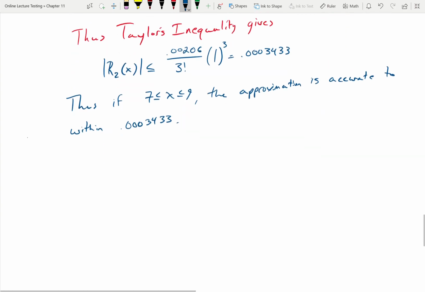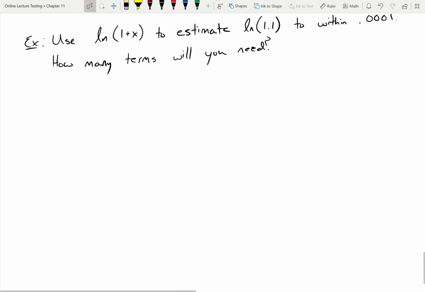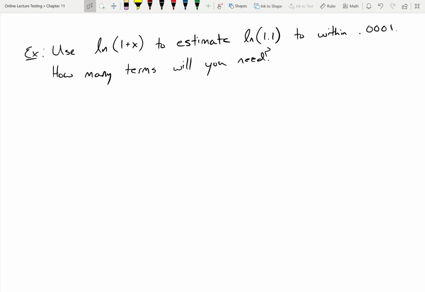So let's do another one of these now that we get the swing of things. Use the natural log of 1 plus x to estimate the natural log of 1.1 to within 0.0001. How many terms will you need? So think about this. Does anybody know how to calculate the natural log by hand, besides using a calculator? If you do, that's great. You're going to surpass my knowledge. However, more than likely, this is something that we can't do.